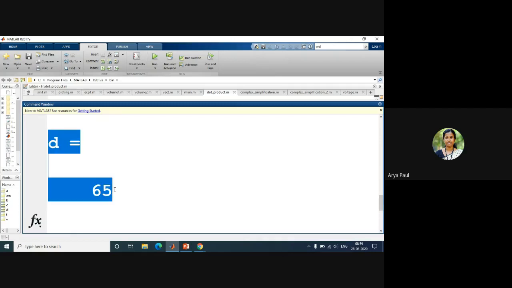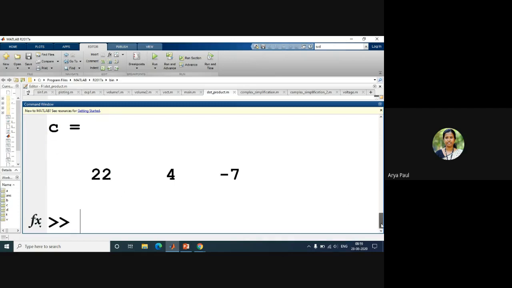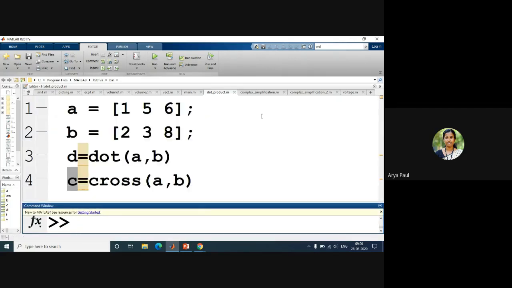D is equal to 65. That is the dot product, which is a scalar quantity. I hope dot product and cross product is clear to you. Okay, now we will discuss complex numbers in detail.